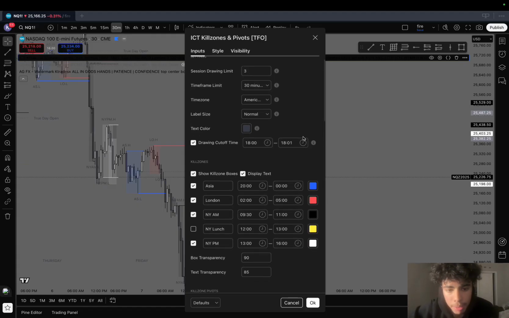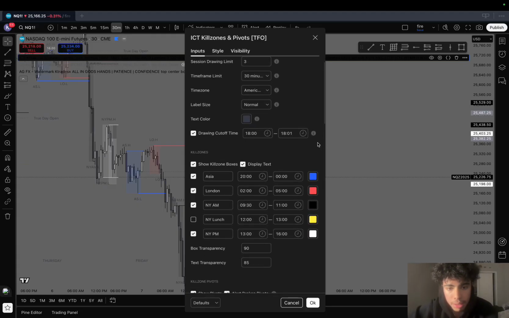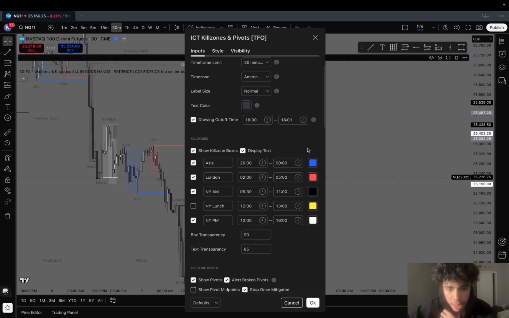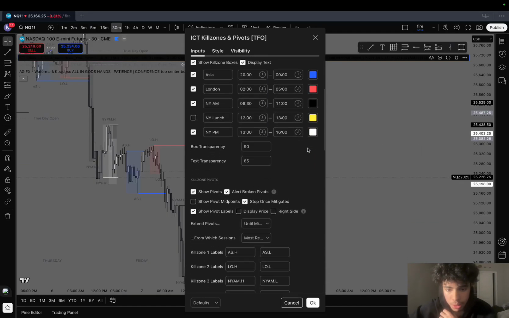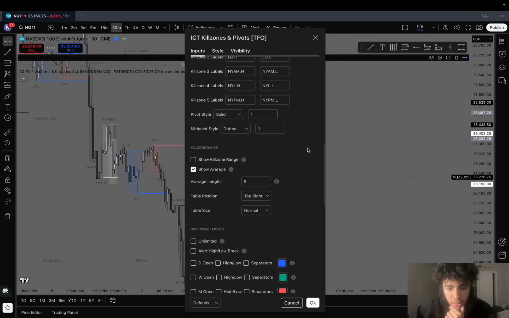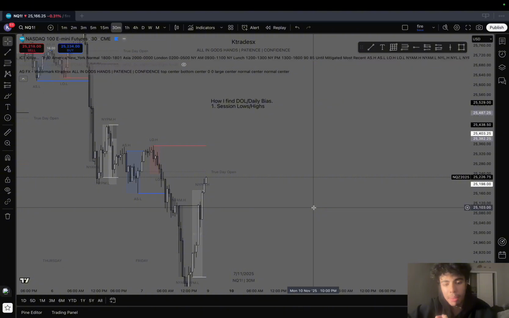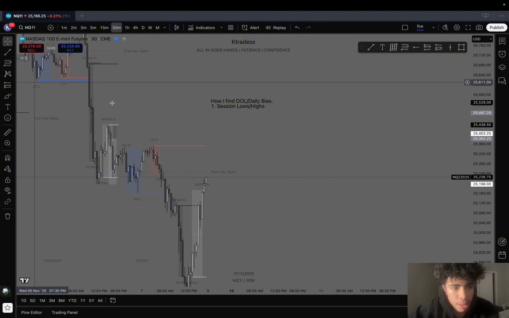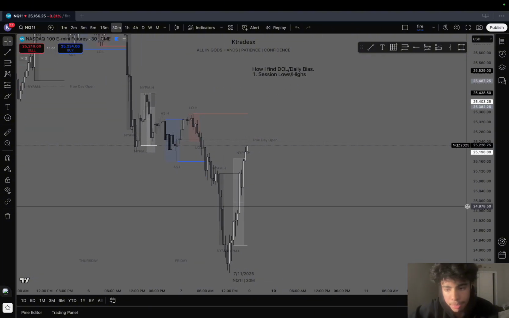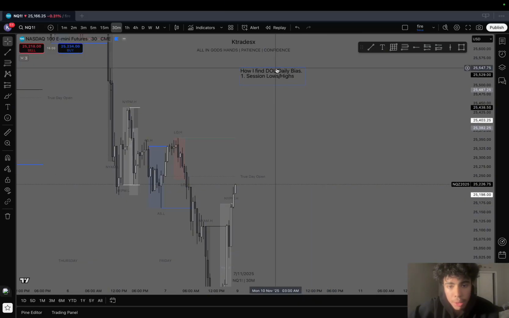If you want a screenshot, this is all my settings to find certain London lows, Asia highs, opens, stuff like that. Very useful. It's honestly my number one thing that I use for my daily bias. So how can you use it to your advantage?